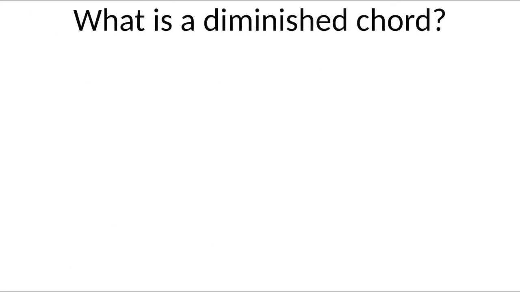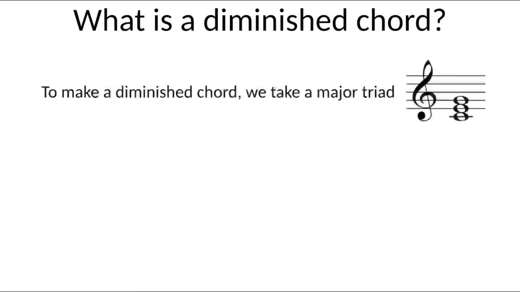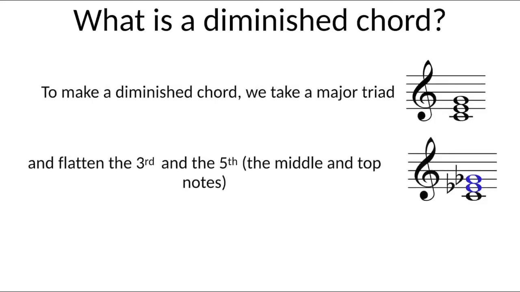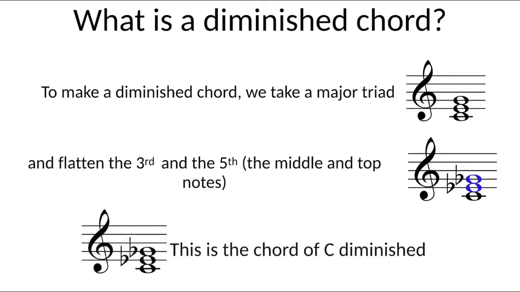How about a diminished chord? Again, we start from the major triad, in this case the major triad of C, and we flatten both the third and the fifth. In other words, we reduce each of these notes by a semitone, and that gives us the chord of C diminished.